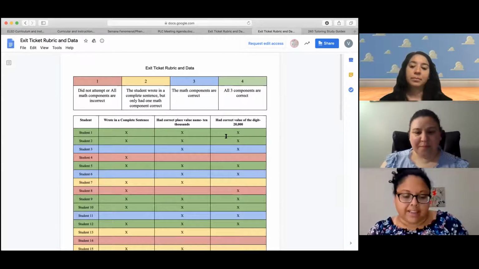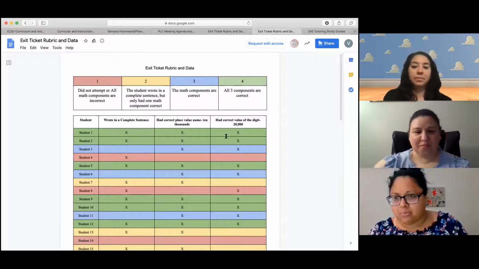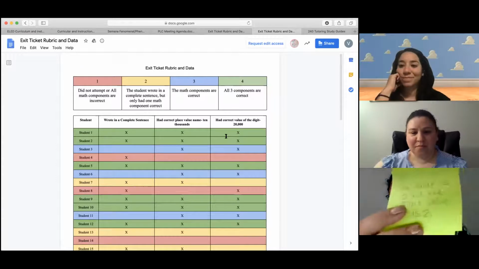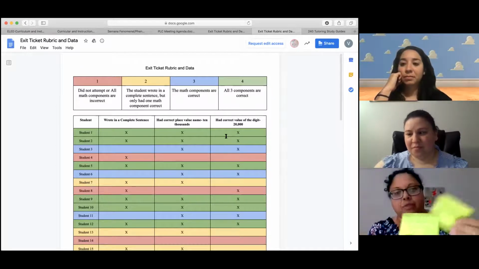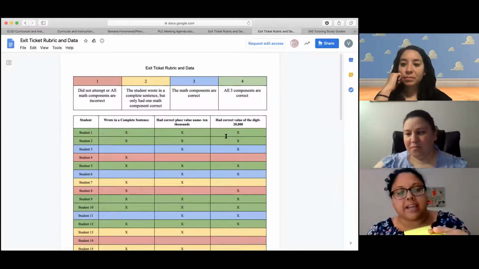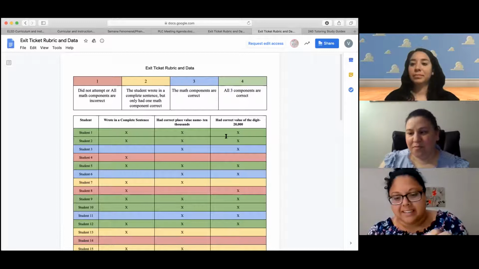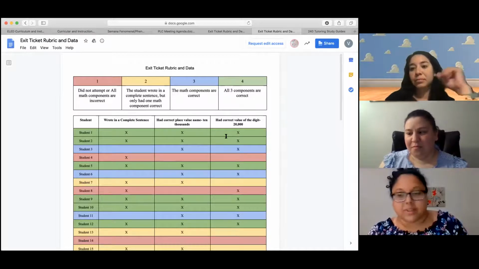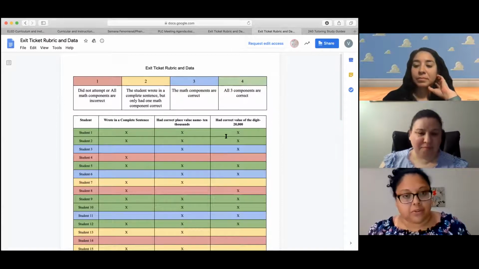And then 1, this poor kiddo says the value is 2 and the place value is 2. That kiddo struggles a lot. Definitely with these ones, I have 3 of them, I want to do maybe tutoring and small groups and just work with them intensely, because I feel like the mark was missed with these kiddos. So yeah, that's my exit ticket.